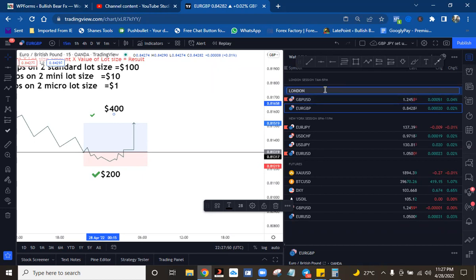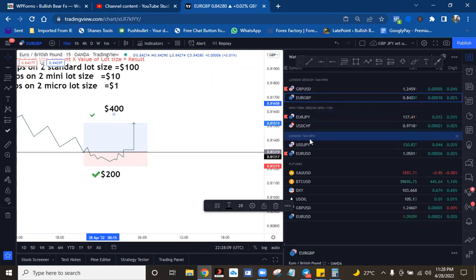Okay, and then I put the timing so that it's going to be easy for me to see it anytime. Remember the timing. So you can say 7 a.m. to 5 p.m. You click enter and it's going to be there. So you can actually drag it to anywhere you want. Maybe you want to put it here.